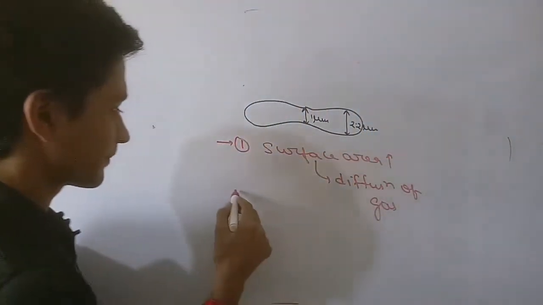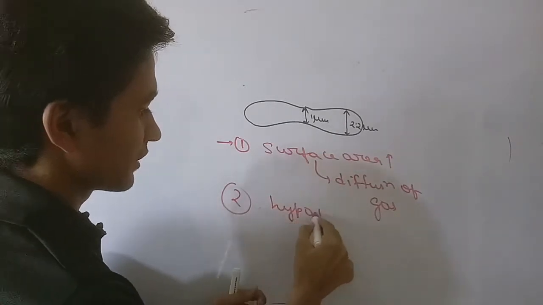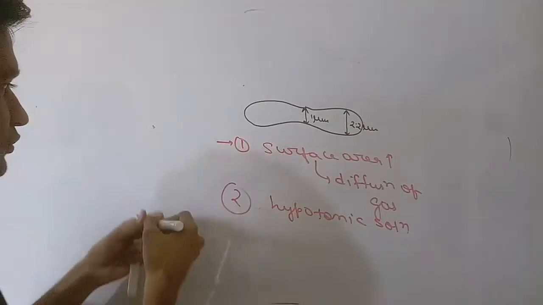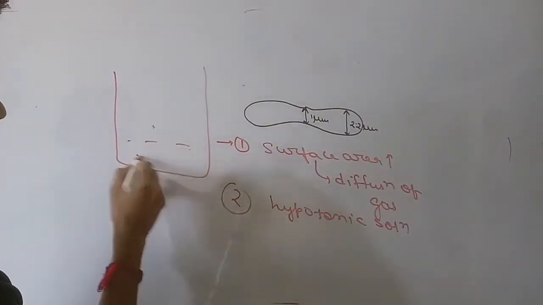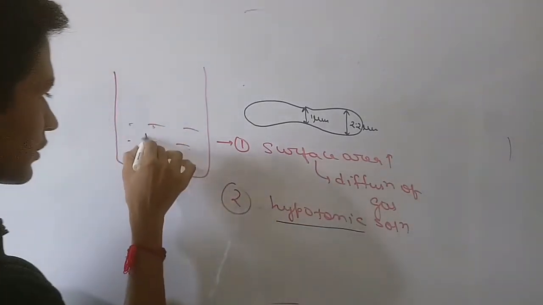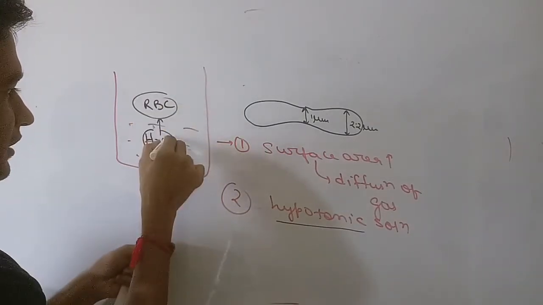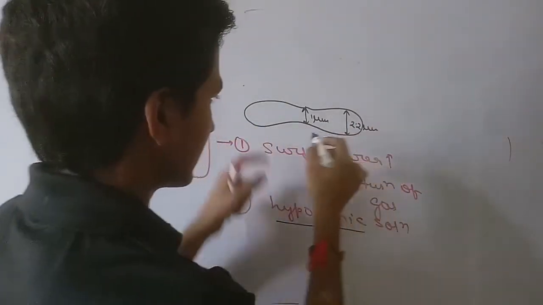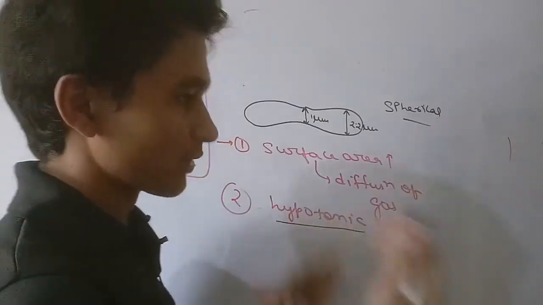The second benefit is that RBC can withstand hypotonic solution. Suppose this RBC is put in a hypotonic solution. This is a container in which hypotonic solution is put. So in hypotonic solution what will occur? H2O from the hypotonic solution will enter inside the RBC, and RBC slowly first becomes spherical, and then RBC undergoes bursting.